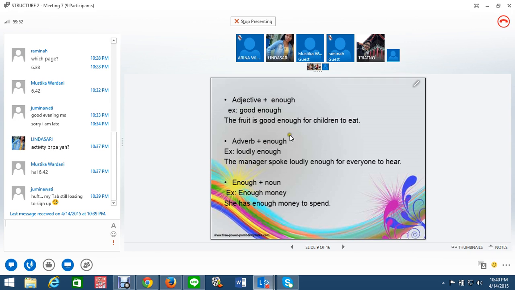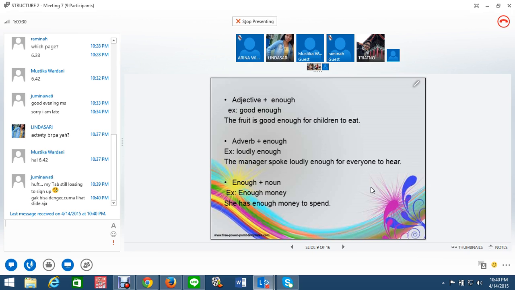And then enough with an adverb. Loudly enough. The manager spoke loudly enough for everyone to hear. Enough plus noun. I have enough money. I have enough time. She has enough money to spend. I have enough time to meet you. I have enough book to give you. Is it right? So you have to practice. Now you know how to use enough: it should be paired with an adjective, an adverb, or a noun.